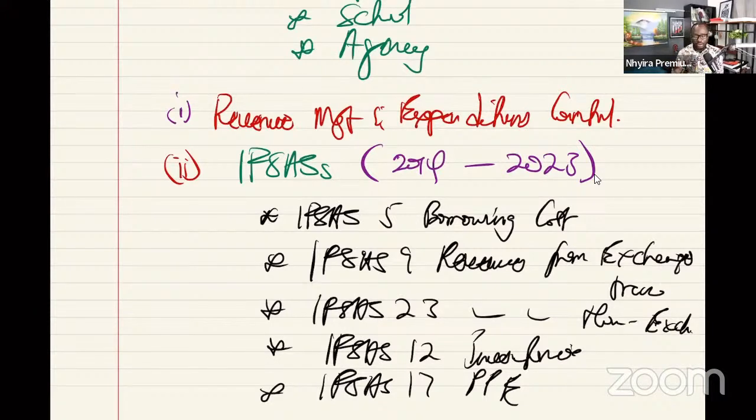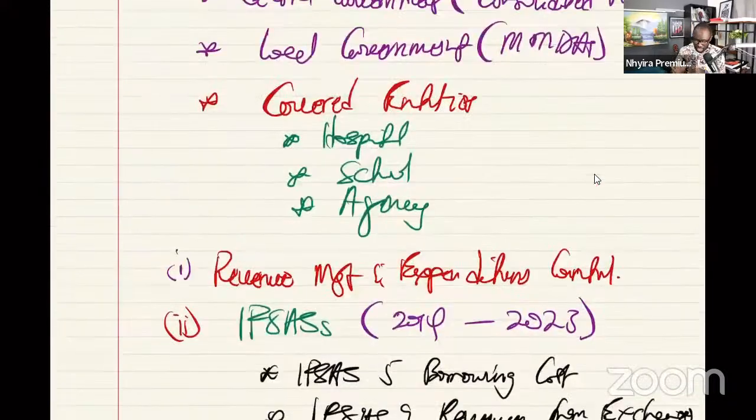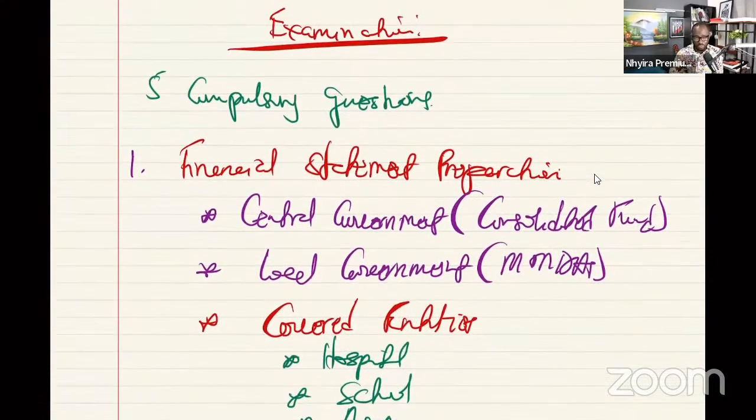IPSAS 9, revenue from exchange transaction. IPSAS 23, revenue from non-exchange. IPSAS 12, inventories. And IPSAS 17, property, plant, and equipment. So that is a huge aspect of the syllabus that we have to focus on, because definitely, the examiner is going to be throwing some questions at us, and we need to be able to answer that question and get the maximum marks at the end of the day.